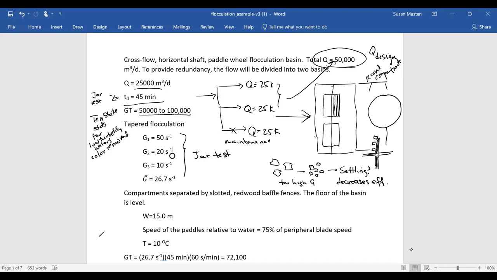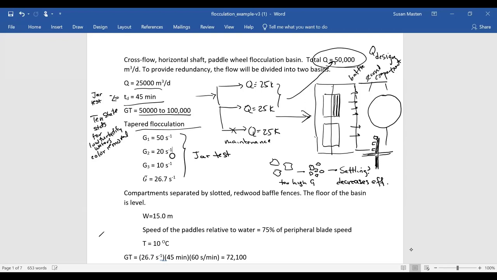So in order to minimize the flock breaking apart like this, we use what's referred to as tapered flocculation, where we decrease the G value from one compartment to the other. So this is actually a baffle here that allows the flow to move through, but it moves through slowly. It could be a perforated wall with holes in it. It could be a wall with slits, typically at the bottom, that allows flow through at a slower rate. It could just be a slotted wall that allows flow through.